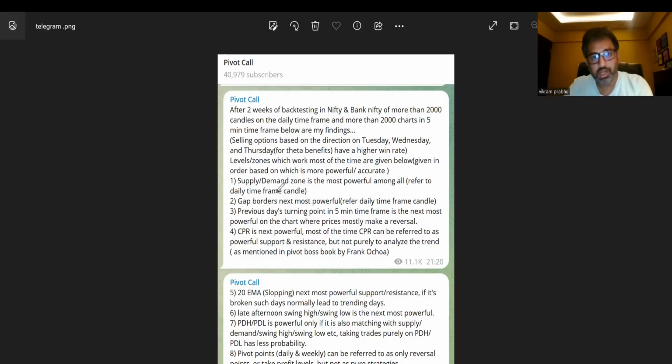If you are really serious about trading, then you have to do the backtesting. You have to go to historical charts and see how price behaves at these levels, and that can give you confidence in the live market. So that's it about this video on 8 key points after backtesting more than 2000 charts of Nifty and Bank Nifty.